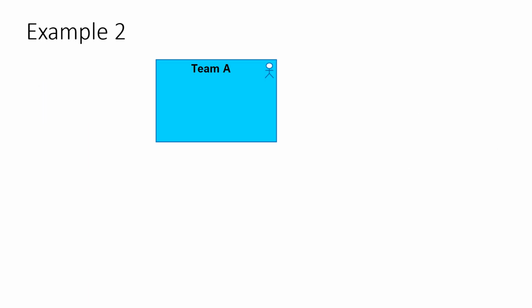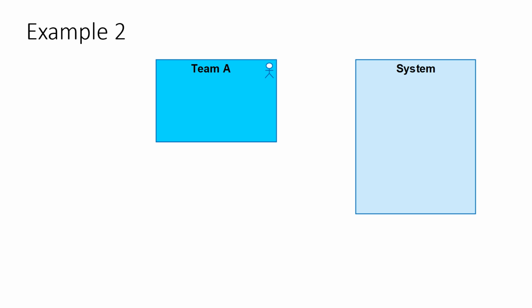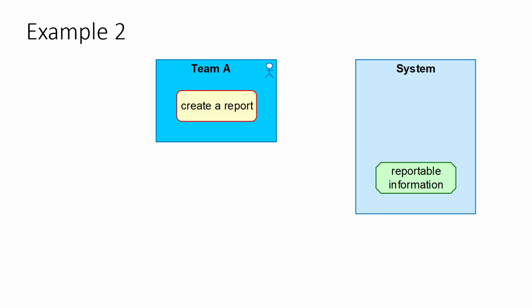Again, we start with a team. There's also a system. In this case, we start by showing that the system stores some reportable information. The team is responsible for creating a report. The team queries the system for a report. The team, when performing the activity, accesses the function of the system.